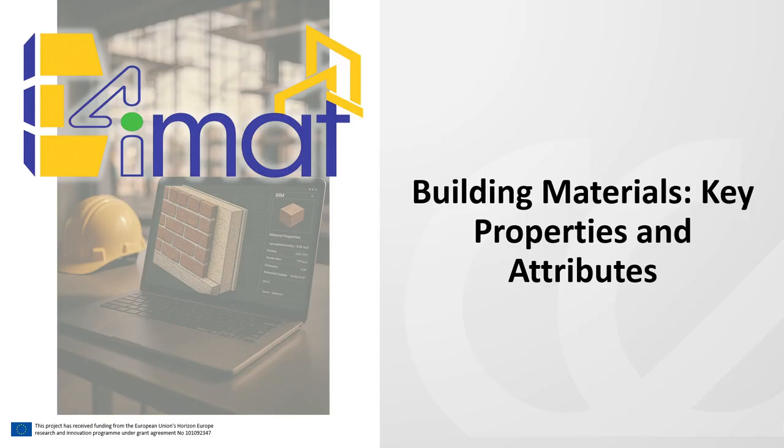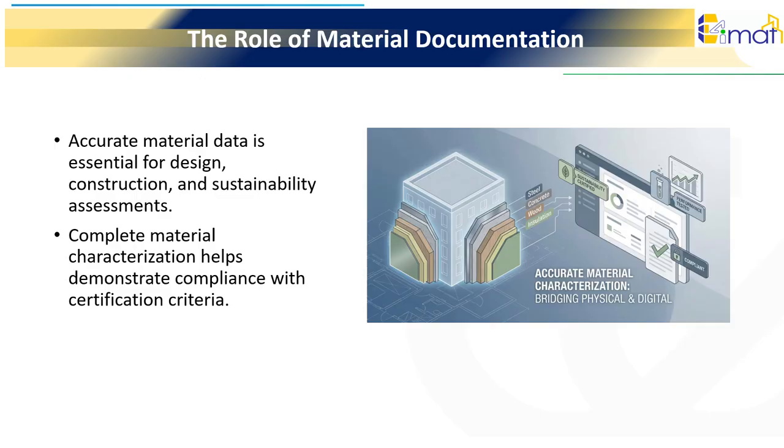Welcome to Module 2.1.2, Building Materials, Key Properties and Attributes. In this module, we will focus on the material characteristics that are essential for accurate simulation, digital modeling, and sustainable building management. Accurate material characterization is essential not only for design and construction, but also for digital models, simulations, and sustainability assessments. Many green building certifications require detailed documentation of materials, including environmental declarations, performance tests, and compliance certificates. This reinforces the importance of complete material characterization for achieving certification targets and demonstrating compliance.